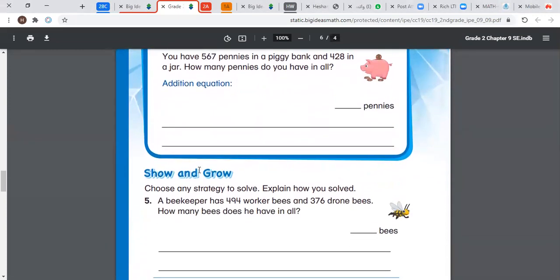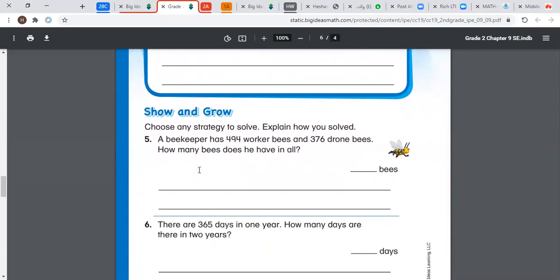Question number 5, choose any strategy to solve. A beekeeper has 494 worker bees and 376 drone bees. How many bees does he have in all? We want to get the total number of the bees, so we have to add. Let's add 494 plus 376. Okay, let's write here 494 plus 376.